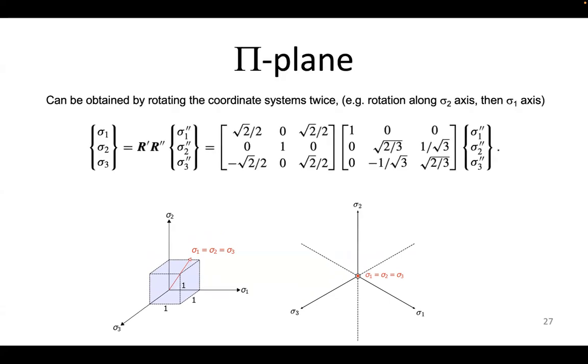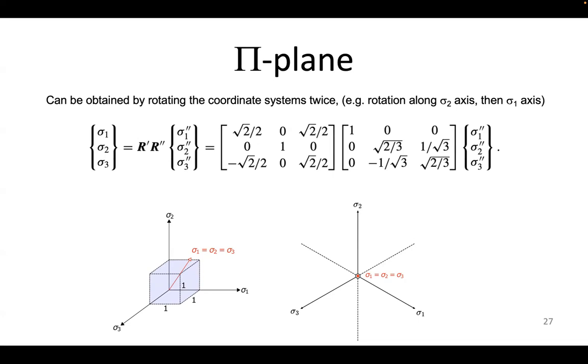For metals, another common choice is that we will use the pi-plane. The pi-plane is obtained by changing the perspective of how we view things. Basically you can do it with two rotations. You see that these are rotations, because if you look at the column vectors, the L2 norm of all the column vector components are 1, 1, and 1, right? The physical meaning of the first vector is that I'm going to hold the sigma 2 axis and rotate by 45 degrees.